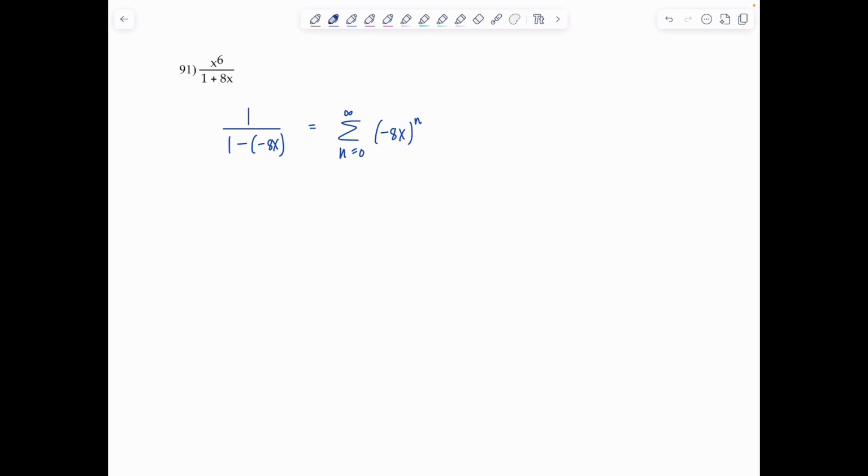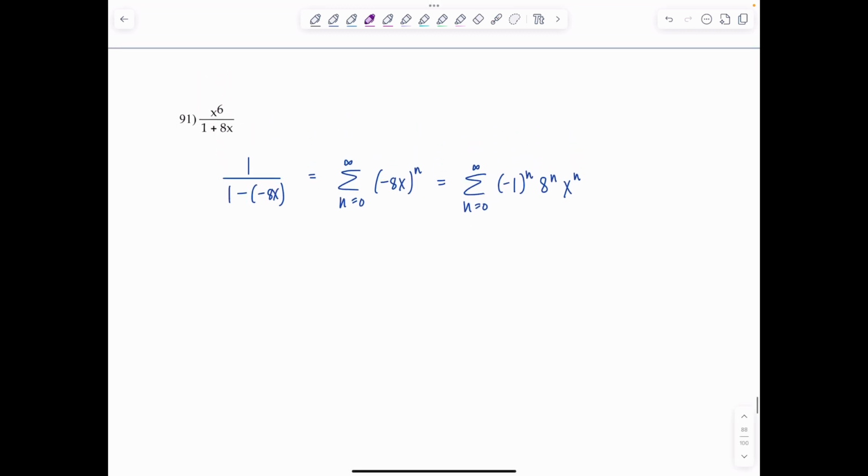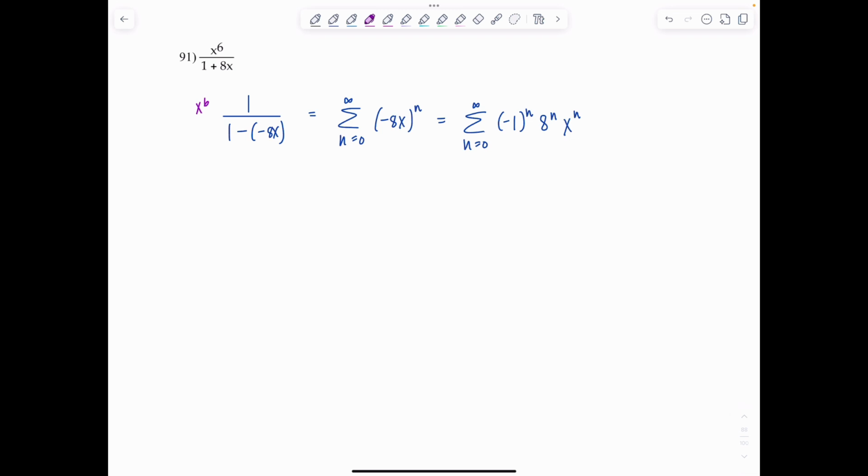Okay. Then I can rewrite this. This is the sum, n equals 0 to infinity. When you have a negative, you always want to break it off separately. So that's negative 1 to the n, 8 to the n, x to the n. Perfect. Now, was this exactly the function I was given? No, it's missing x to the 6th. So let's multiply by x to the 6th on both sides, and then we're done.